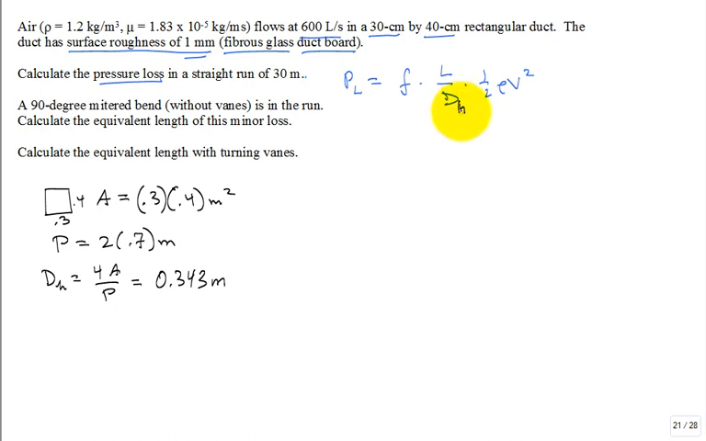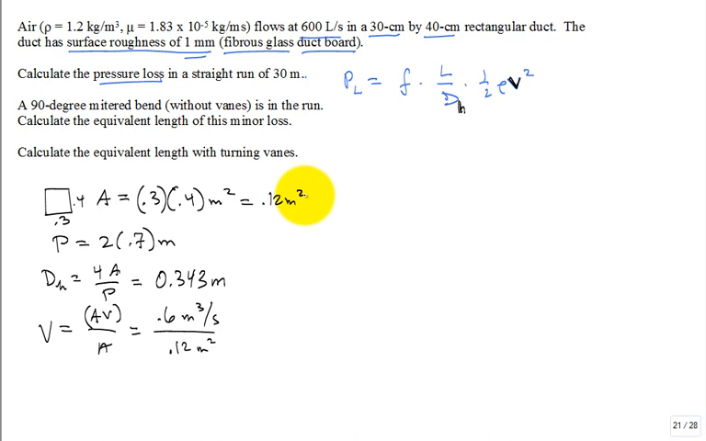And we have to then get the velocity, this V right here. That V is equal to the volumetric flow rate divided by the area. So it was volumetric flow rate 0.6 meters cubed per second divided by the area, 0.12 meters squared. So what is that for the velocity? 5 meters per second. All right, so we know that one.